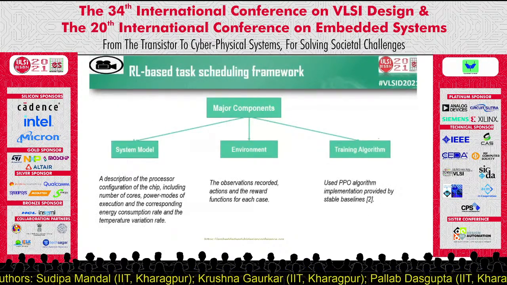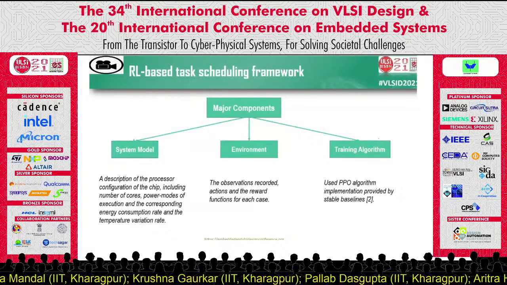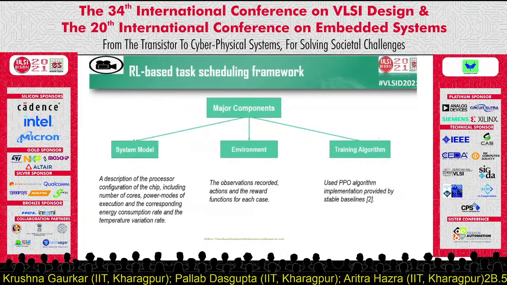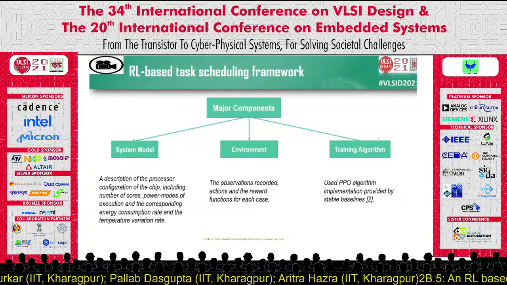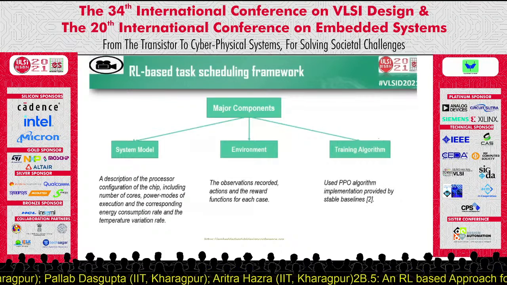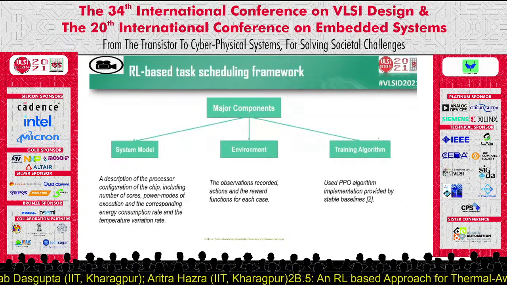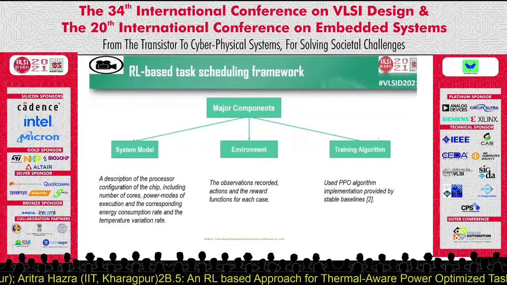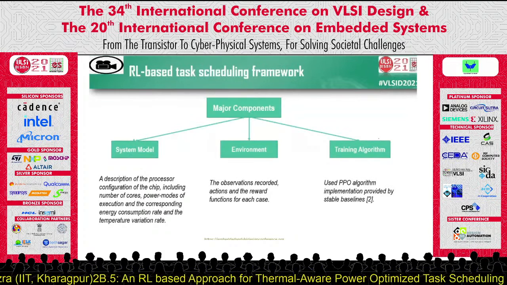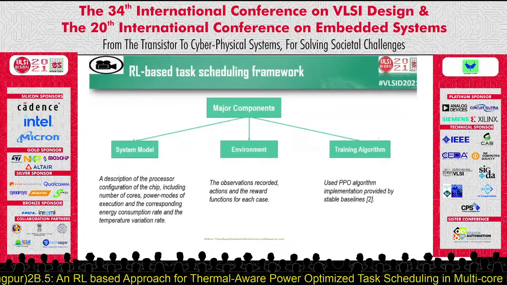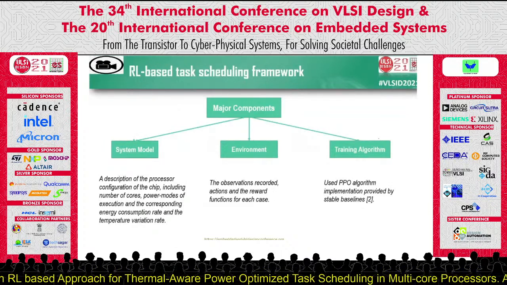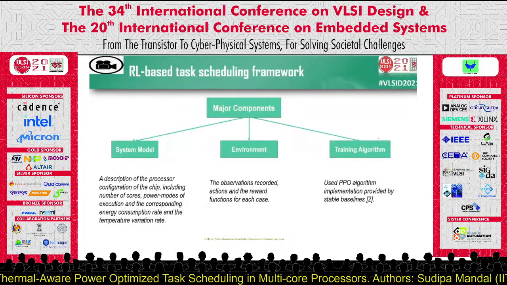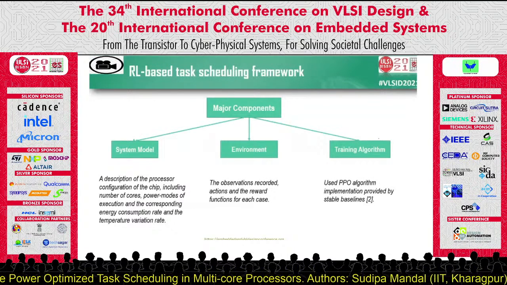The major components of our task scheduling framework consist of three: system model, environment, training algorithm. The system model is a description of the processor configuration of the chip, including number of cores, power modes of execution, and the corresponding energy consumption rate and the temperature variation rate. The environment consists of the observation recorded, actions, and the reward functions for each case. And for training algorithm, we use PPO algorithm implementation provided by Stable Baselines.